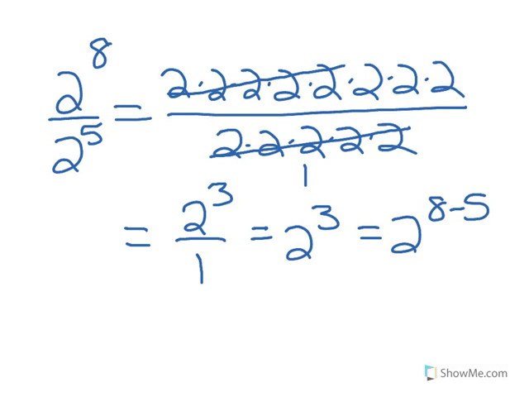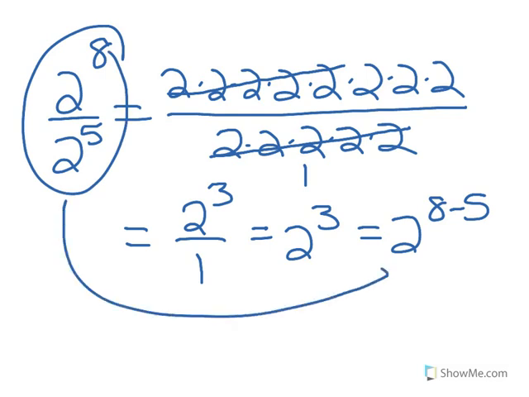So we really don't need to go through all this work ever again. From now on, we simply go from 2 to the 8th divided by 2 to the 5th straight to 2 to the 3rd. Just subtract those exponents. Then, of course, the final answer would be 8. Why do we go through all that? So that we'll never have to do it for that kind of problem again.